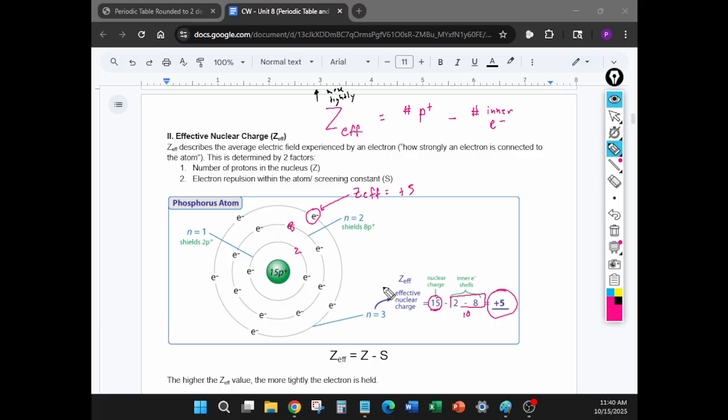Valence is the outside shell, and inner electrons are basically anything that's not the outside shell. Okay, so pretty easy calculation. It's just counting and then subtracting.